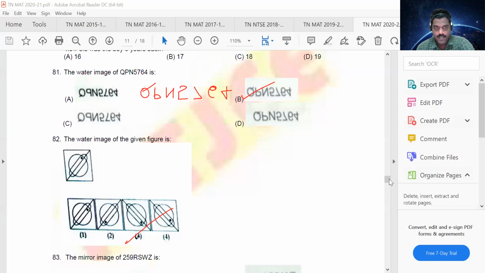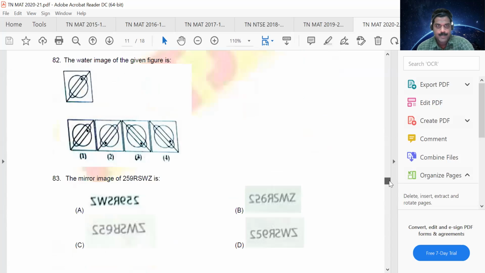See question number 83. Right, once again they are asking mirror image. So as I told, for mirror image, start from right. This would be your answer. That is nothing but option 1, right?